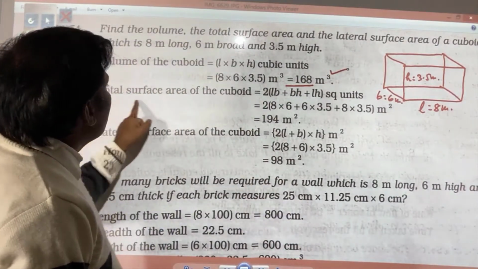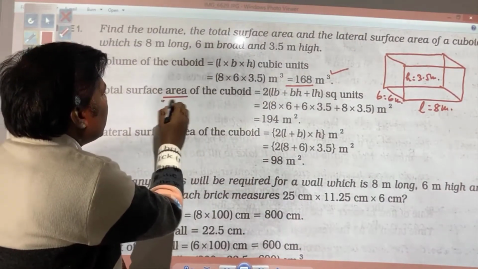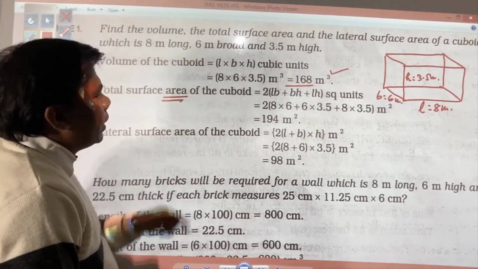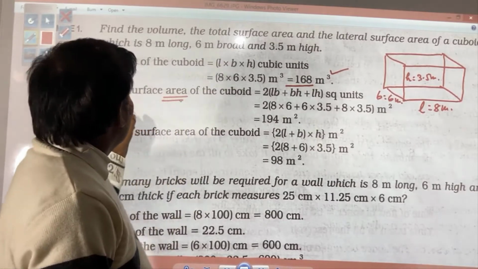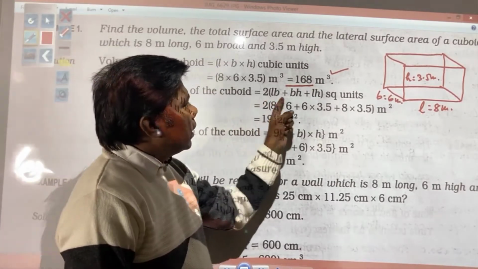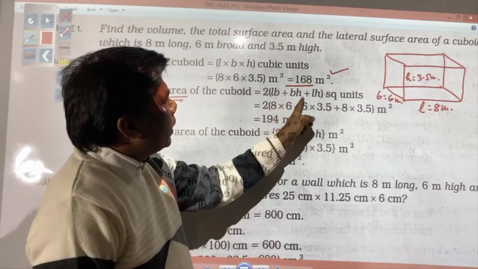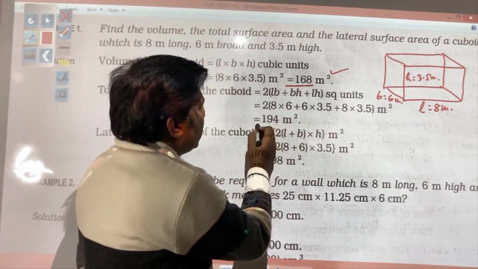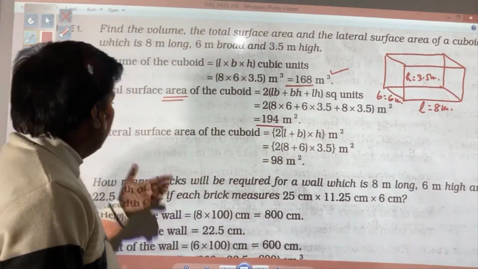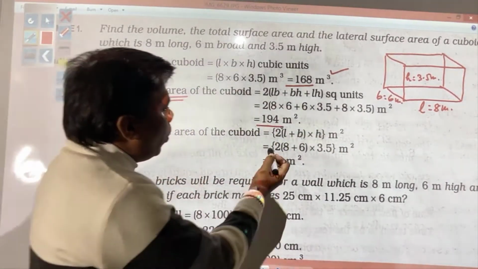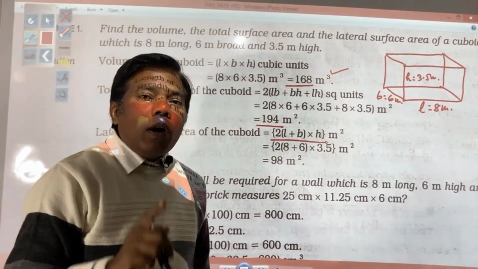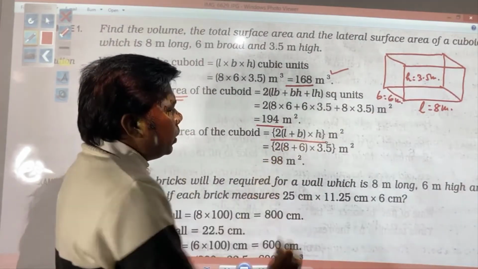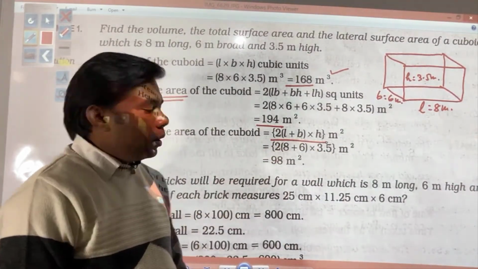In the same way, for total surface area, when it is area, this will be square unit. So if this is meter, this will be meter square. The total surface area of the cuboid, that formula you know, 2 into LB plus BH plus LH. Just put the values and simplify, you will get 194 meters square. Then you have the lateral surface area, that formula also you know. Always remember it is the area of 4 walls. So 2 into L plus B into H, just put the values, you will get this.